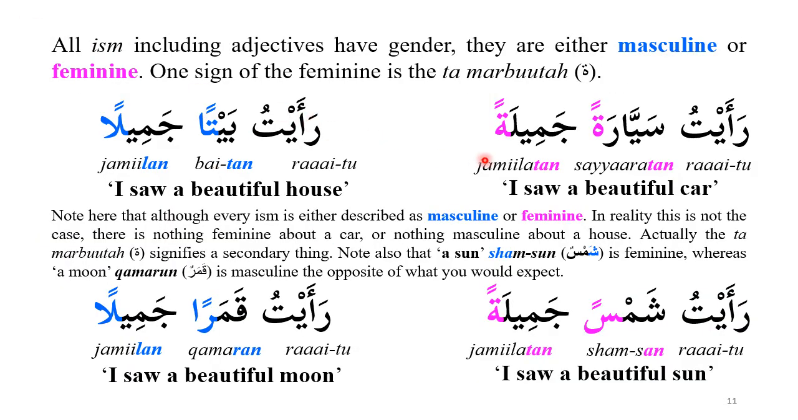Okay, all isms, including adjectives, have to have gender, such as masculine or feminine. So: Ra'aytu baytan jamilan. You notice how the tanwin changes to the object case, right? And: Ra'aytu sayyaratan jamilatan. Here it is the feminine side, and in the masculine side it has the alif, which is the male marker, and the ta marbuta is a female marker, and so the gender has to be there as well.